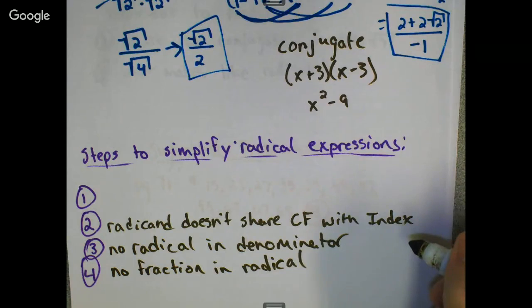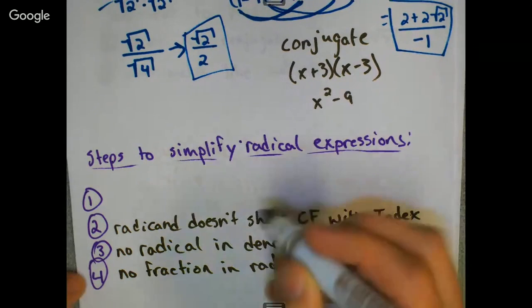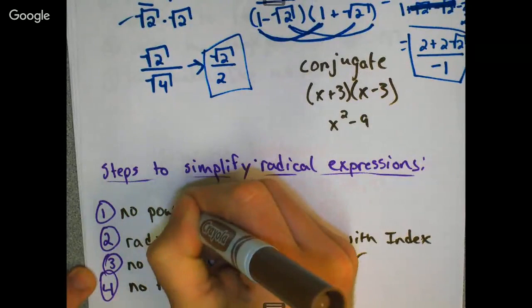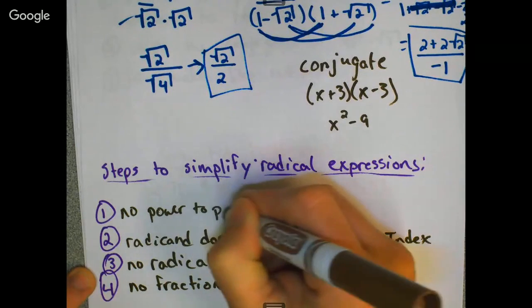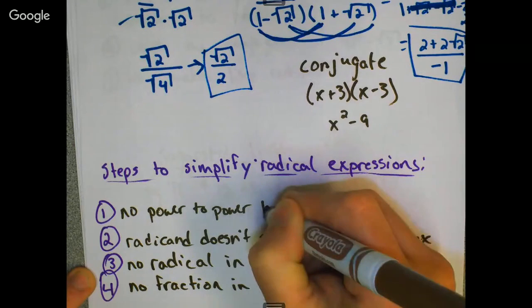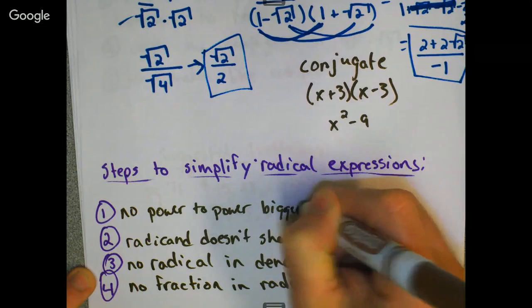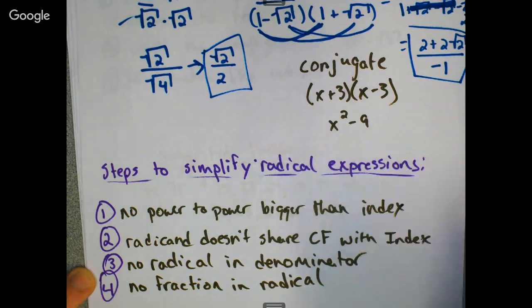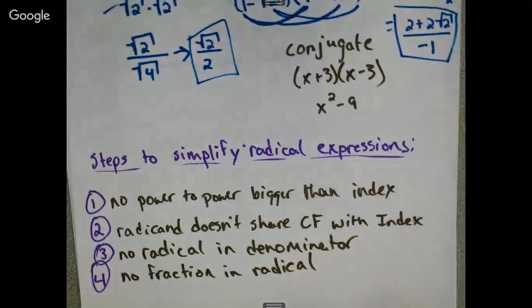And then the first one was no factor in the radicand is raised to a power greater than or equal to the index. No power bigger than the index. We'll see what all of these mean as we go along.